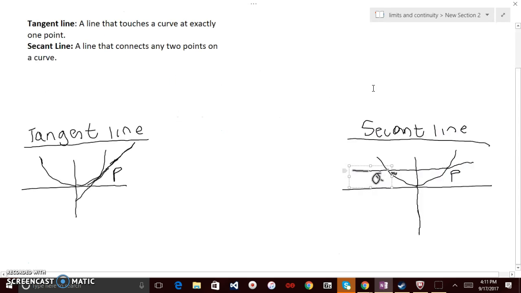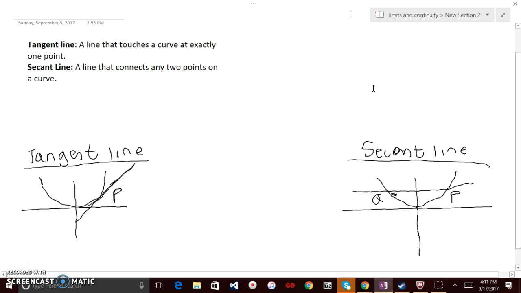Before we begin, let's give a brief textual definition of what a tangent versus a secant line is. A tangent line is a line that touches a curve at exactly one point, while a secant line is a line that connects any 2 points on a curve. Roughly, verbally, that's how you would define them.